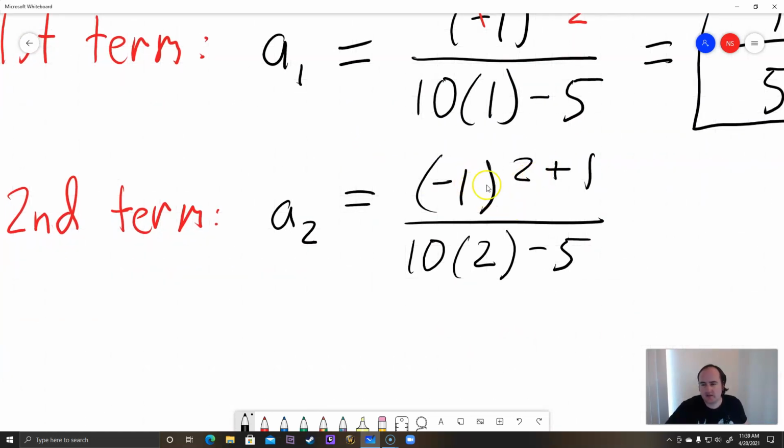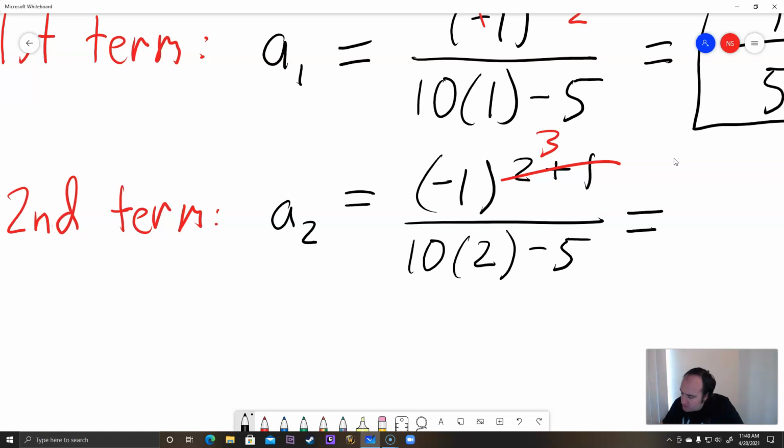Okay, so for our second term, we have -1 to the 3. And remember, if you raise a negative to an odd power, it's always going to be a negative. Whereas if you raise it to an even power, it's always going to be a positive. So like here, -1 cubed is the same as -1 times -1 times -1. So 2 of the minuses cancel, but one of them's left over. So -1 cubed is actually -1.